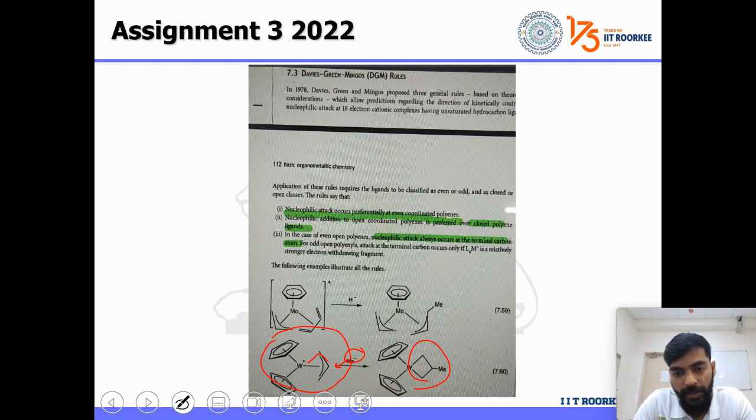Nucleophile addition to open coordinated polyenes is preferred over the closed polyene. In the case of even open polyenes, nucleophilic attacks always occur at the terminal carbon atom. So whenever there is a polyene, diene, triene systems, the nucleophile will attack on the polyene first. And for reference, you can go to this book, Ilias, page number 112. Understood?